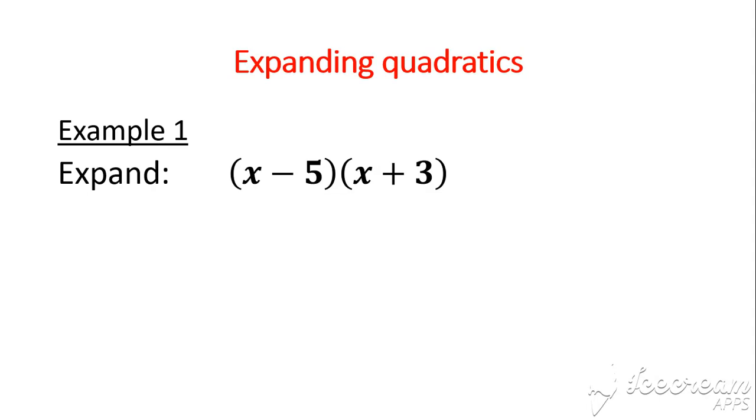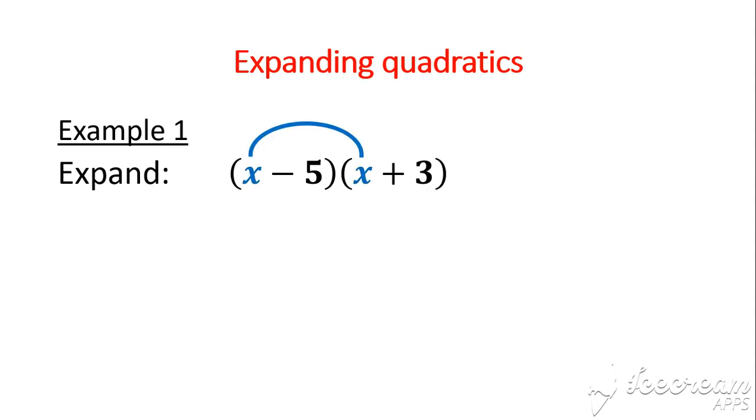All right, let's get into example 1. Let's expand this quadratic. In the first bracket we have x minus 5 and in the second bracket we have x plus 3. Now just remember, I spoke last time, when you see two brackets side by side it has been multiplied. So this represents the number x subtract 5 being multiplied by the number x plus 3. Right, let's get into it.